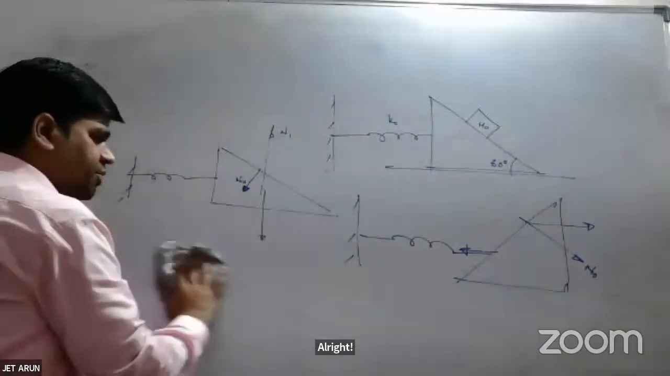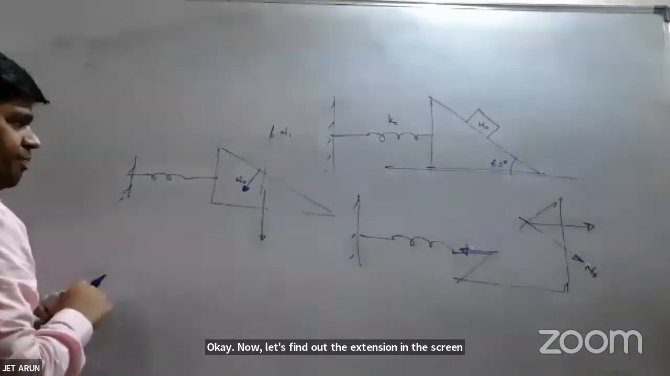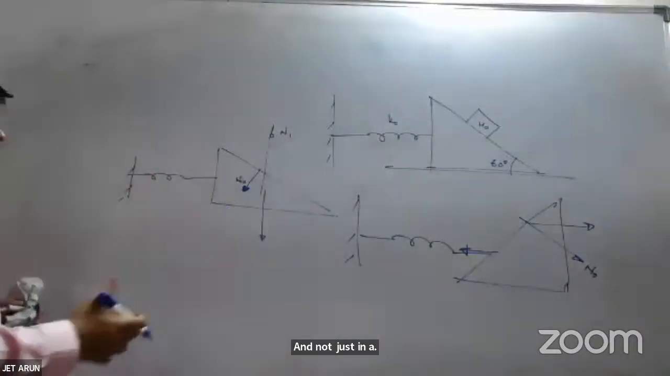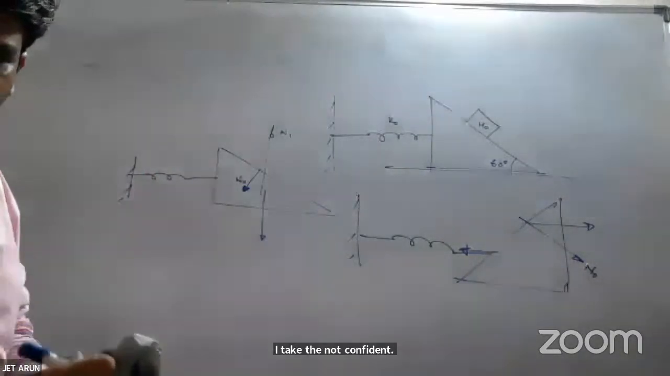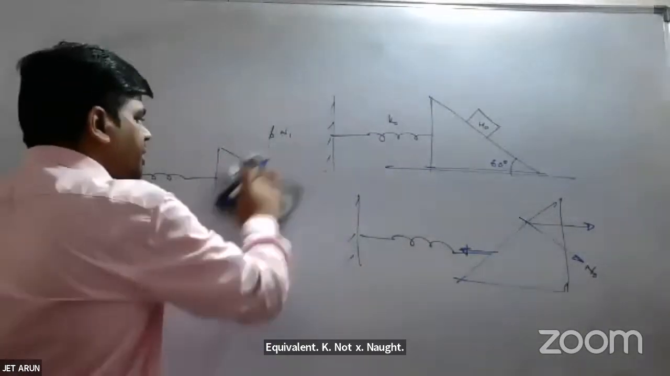Okay, now let's find out the extension or compression in the spring. How do I find it? Ultimately, I want N naught. Once I get N naught, I take the N naught component equal to compression, k naught x naught. Right? Now let's find out N naught. How do we find N naught?